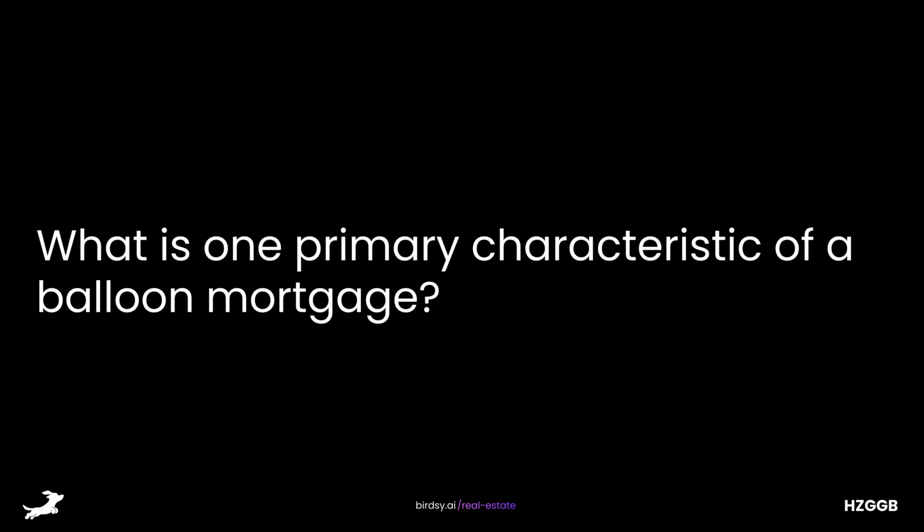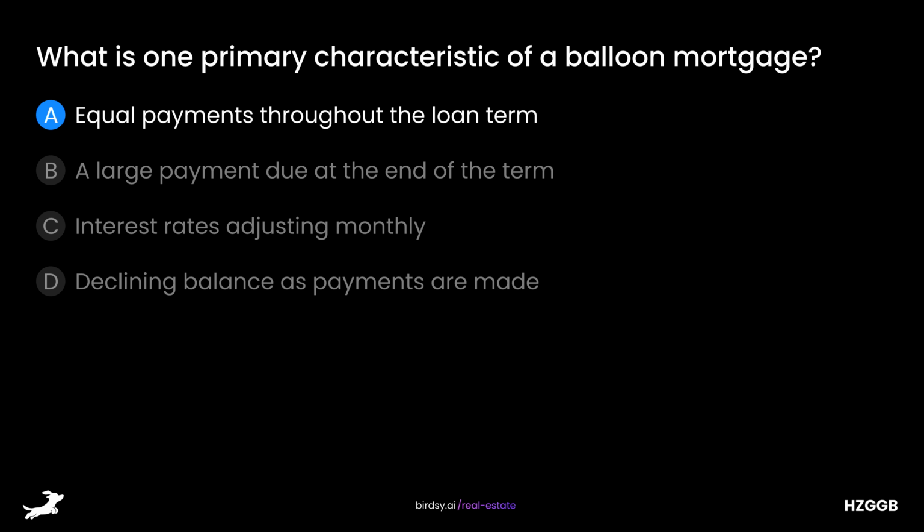What is one primary characteristic of a balloon mortgage? Is it A, equal payments throughout the loan term? B, a large payment due at the end of the term? C, interest rates adjusting monthly? Or D, declining balance as payments are made? The answer is B, a large payment due at the end of the term.